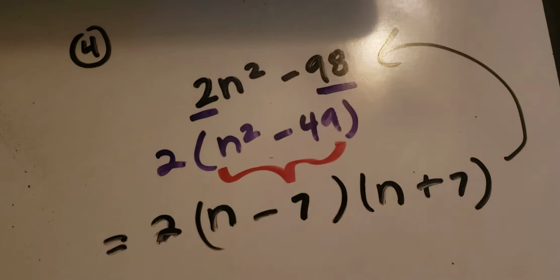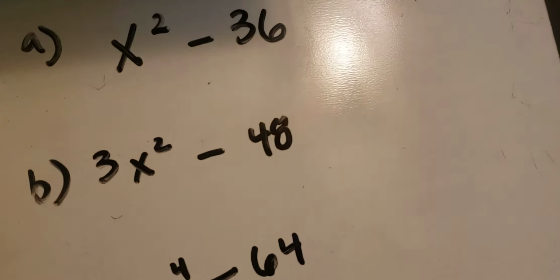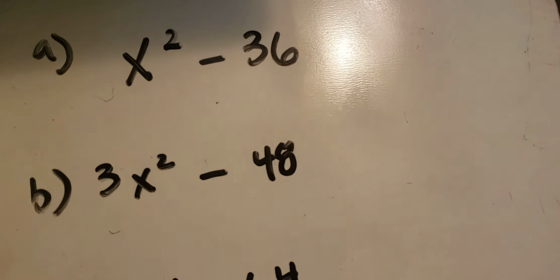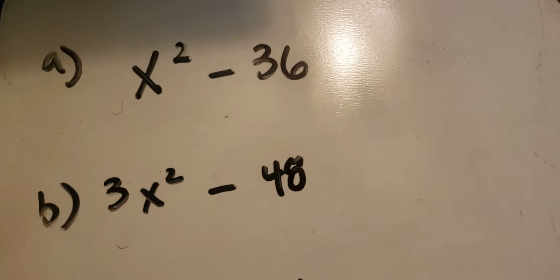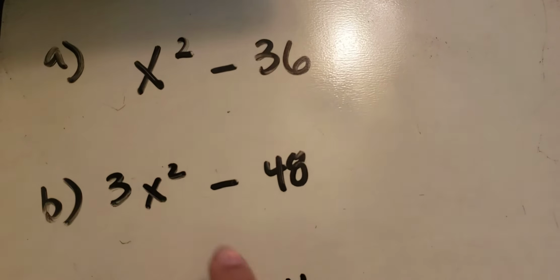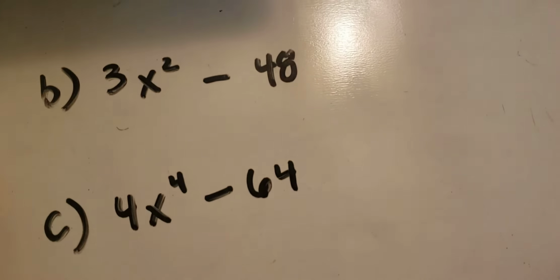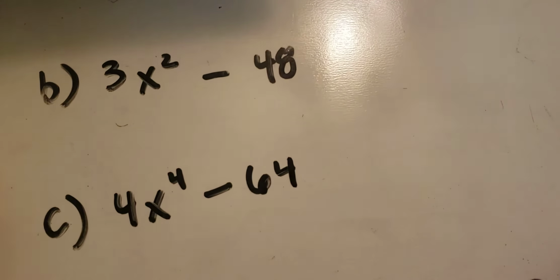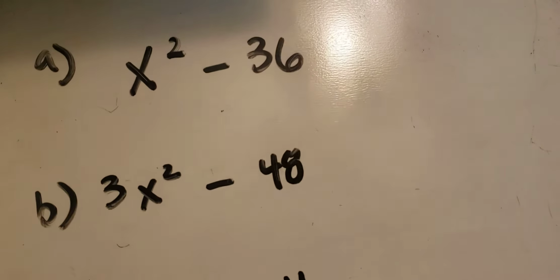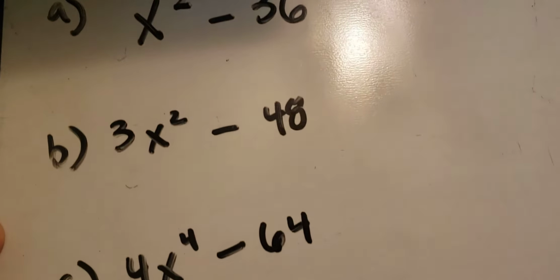All right, awesome. Okay, so now I'm going to give you a couple for you to try on your own. All right, boys and girls, now I'm going to give you 3 problems for you to try. The first one is x squared minus 36. The second one is 3x squared minus 48. And the third one is 4x to the fourth minus 64. Okay, copy those down, pause the video, try it on your own, and then come back and check your answers, okay?